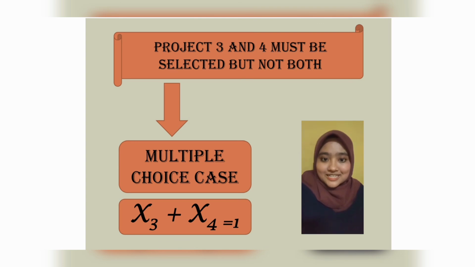Lastly, project 3 and project 4 must be selected but not both. Another way to say it, exactly one of project 3 and project 4 must be selected. This is an example of a multiple choice case. So, x3 plus x4 equal to 1.